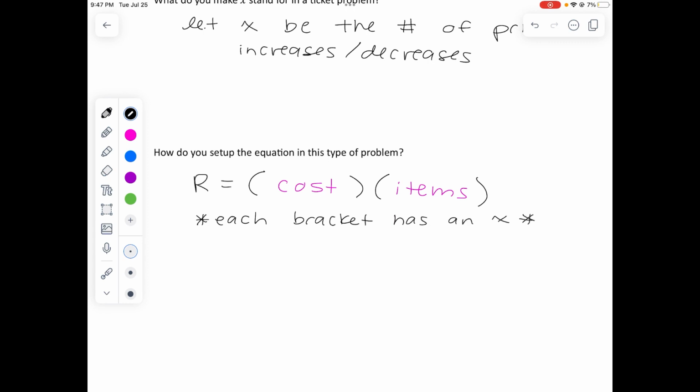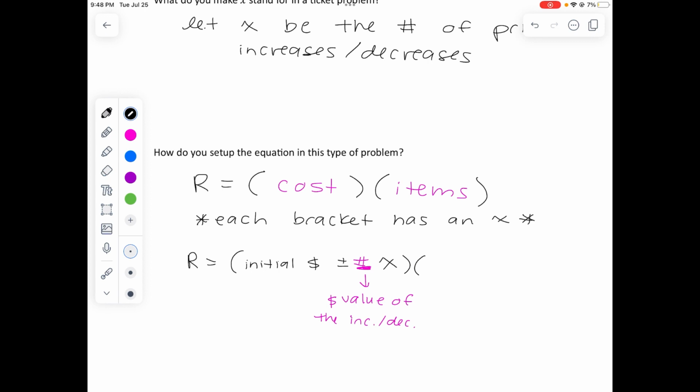So you'd have R equals, and then to be more specific, your initial cost plus or minus something times x. That something is the dollar value of the increase or decrease. In the example that we did, this was just a 1 because each price increase was worth $1.